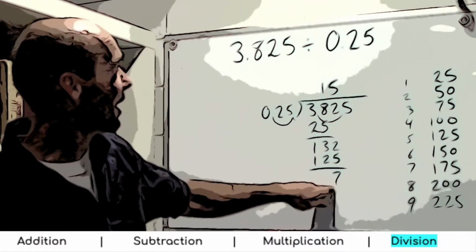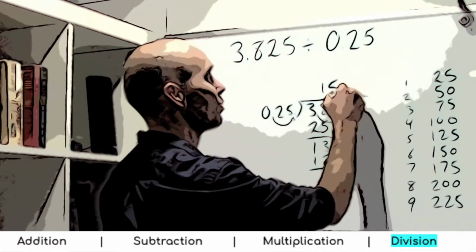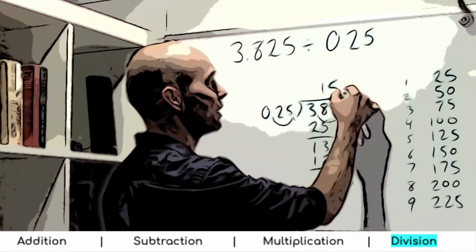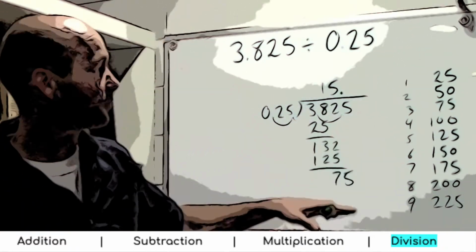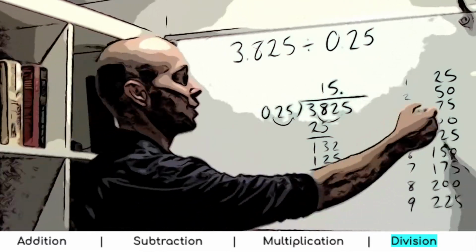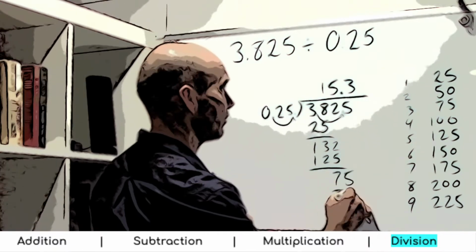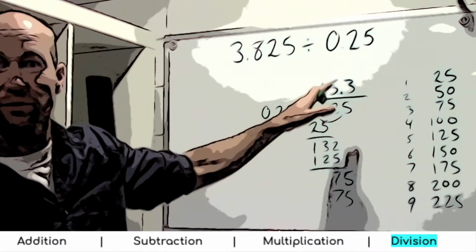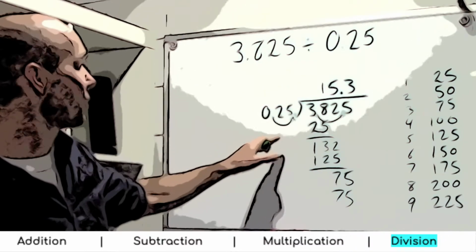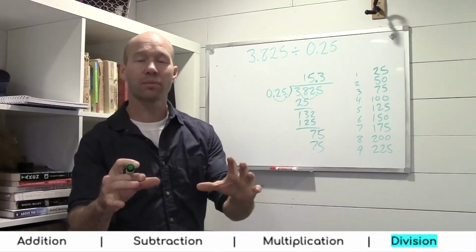So it is 7. I'm going to bring down my 5, and I'm going to show my decimal. If I've got a decimal here, I need to put the decimal up here. So 25 goes into 75. How many times? 3 times. 3 times 25 is 75. And there's my answer, 15.3. Our place value understanding is so important.